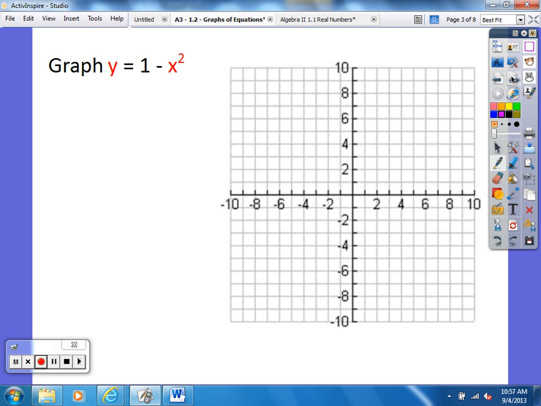So I have a negative x squared, right? Now which thing do I like first? Do I like the 1 or the x squared first? I like the x squared first. So I'm going to rewrite this like this.